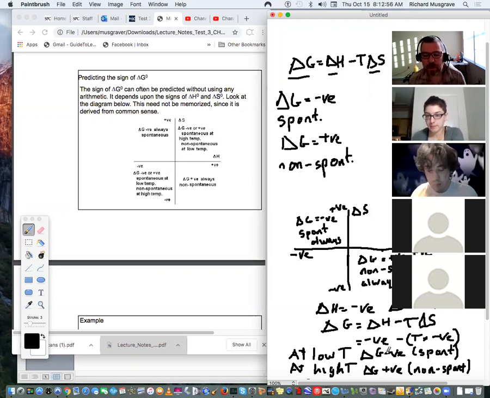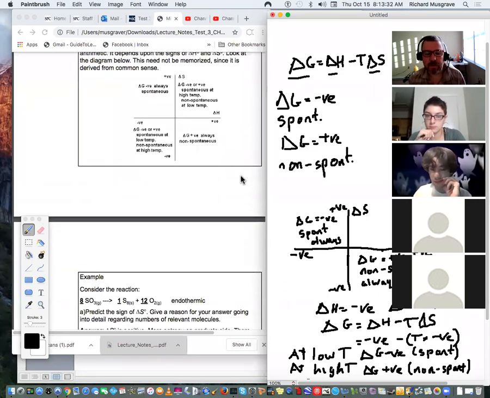So in summary, here's what I can tell you. When delta H and delta S have different signs, then it's going to be spontaneous always or non-spontaneous always. When they have the same sign, then the spontaneity is going to depend on the temperature. It'll be spontaneous at a high or low temperature and non-spontaneous at low or high temperature. All right, does anybody have any questions about this? That's pretty much the background for that. It's really not too bad.